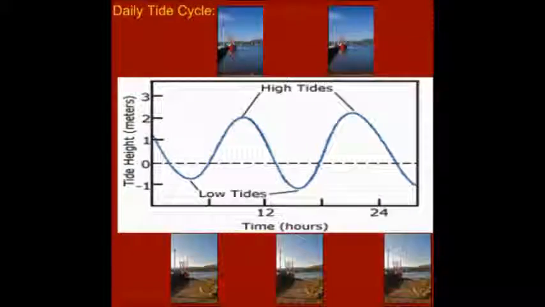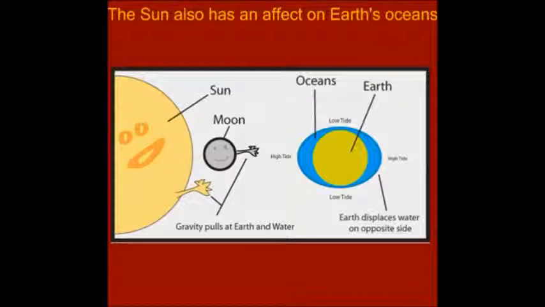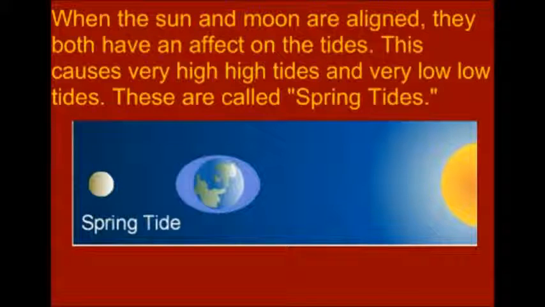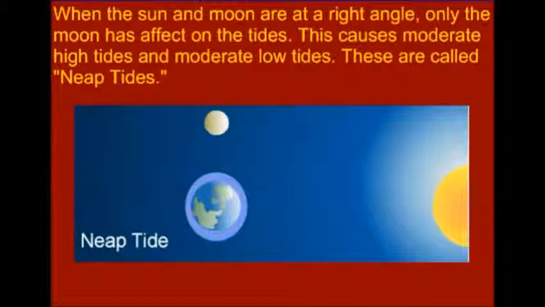The sun also has an effect on Earth's oceans. When the sun and the moon are aligned, they both have an effect on the tides. This causes very high high tides and very low tides. These are called spring tides. When the sun and the moon are at a right angle, only the moon has a strong effect on the tides, and this causes moderate high tides and moderate low tides, and these are called neap tides.